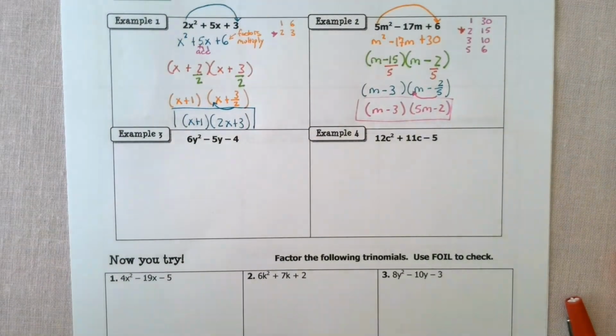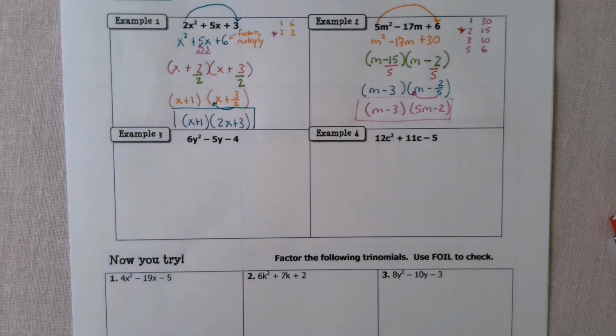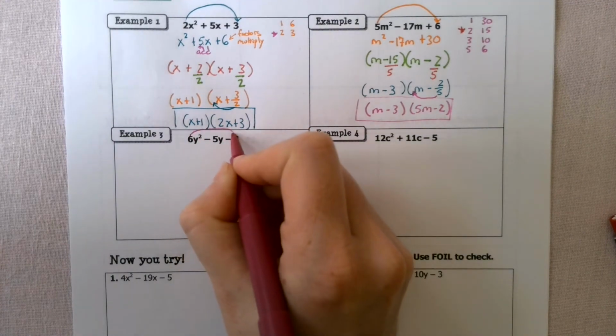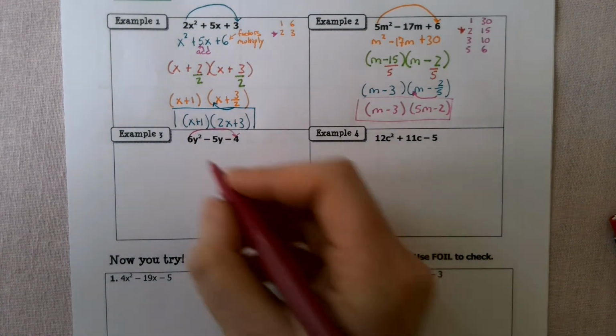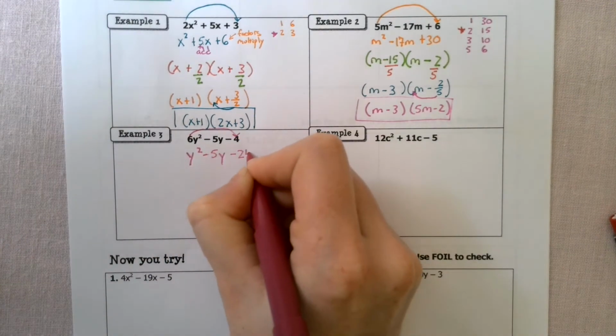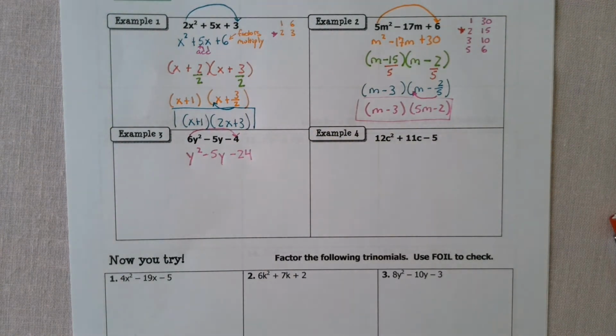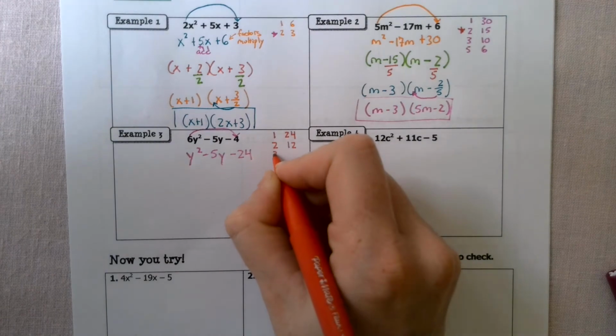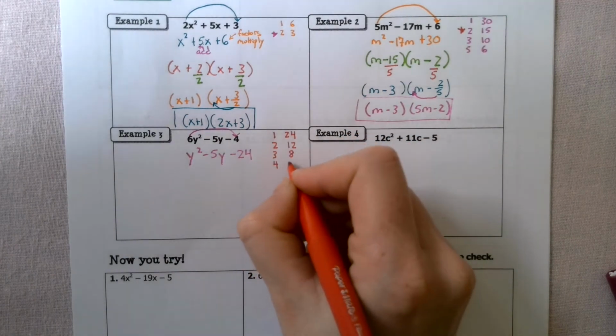Okay, let me scooch this, so that way you can still see our other examples. Alrighty, so now we don't have our steps listed in front of us, or at least in front of me. So our very first step, multiply your A times your C. So that's going to be 6 times 4, which is going to give us 24. Alright, and then we need to list our factors of 24. So that's going to be 1, 24, 2, 12, 3, 8, 4, and 6.